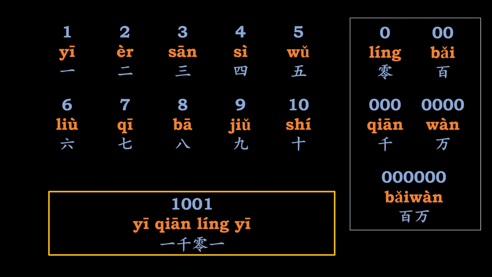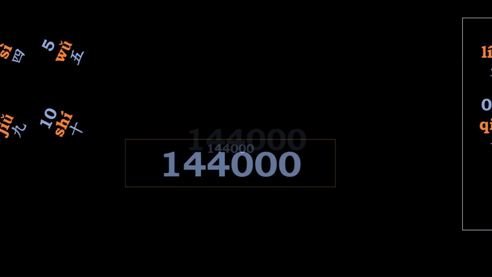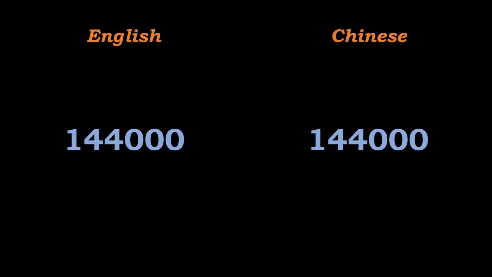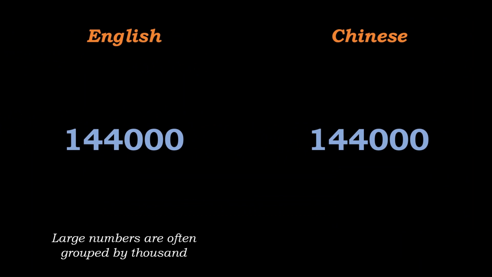Now let's go even higher, using a larger number. Here, it would be helpful to take a closer look at the difference in numbering systems between English and Chinese. So in English, the rule is large numbers are often grouped by 1,000. So how many thousands do we see in this number?